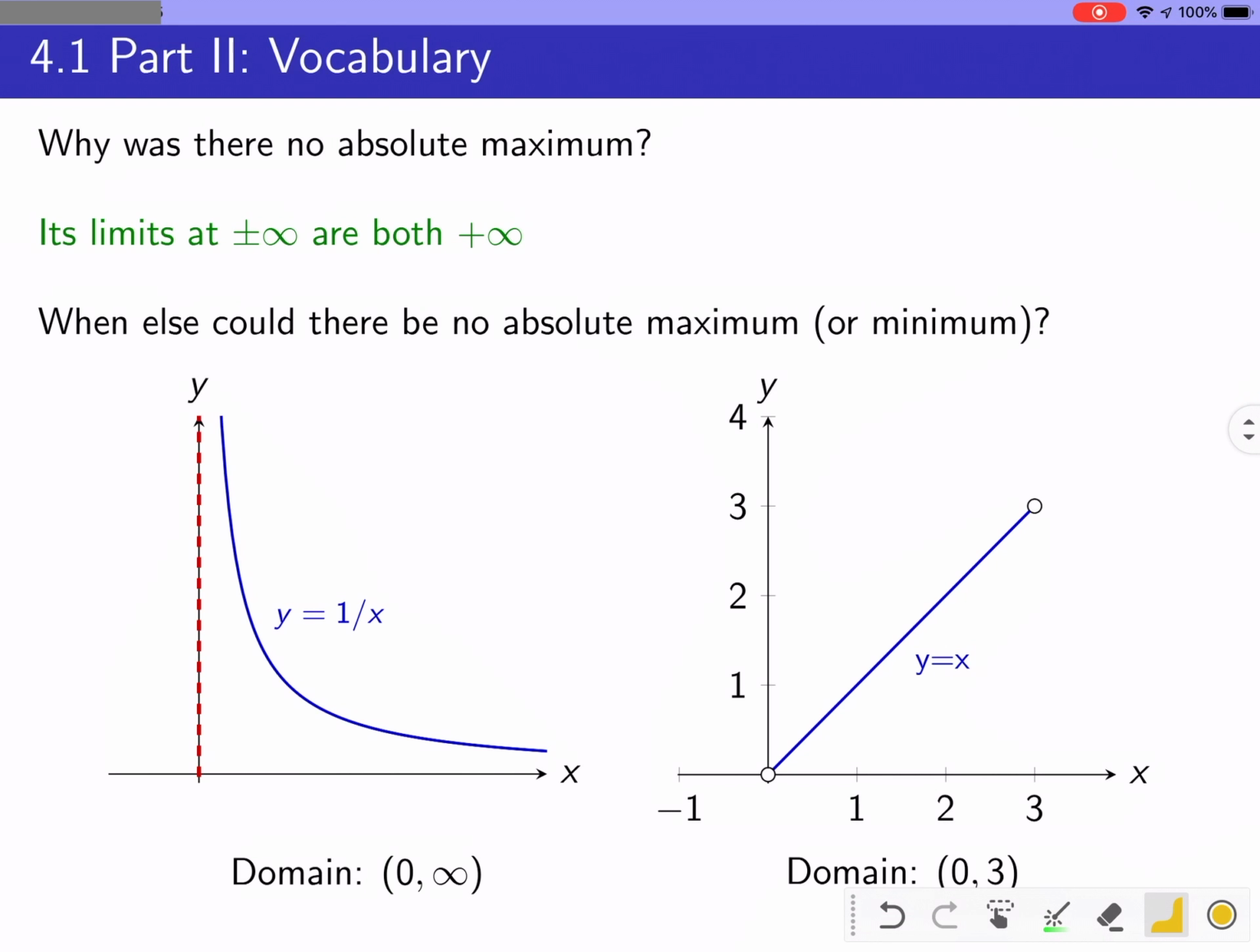We know that it has a vertical asymptote at x equals 0, and 1 over x goes to infinity as x goes to 0 from the right. So for the same reason as our previous example, there cannot be an absolute maximum.